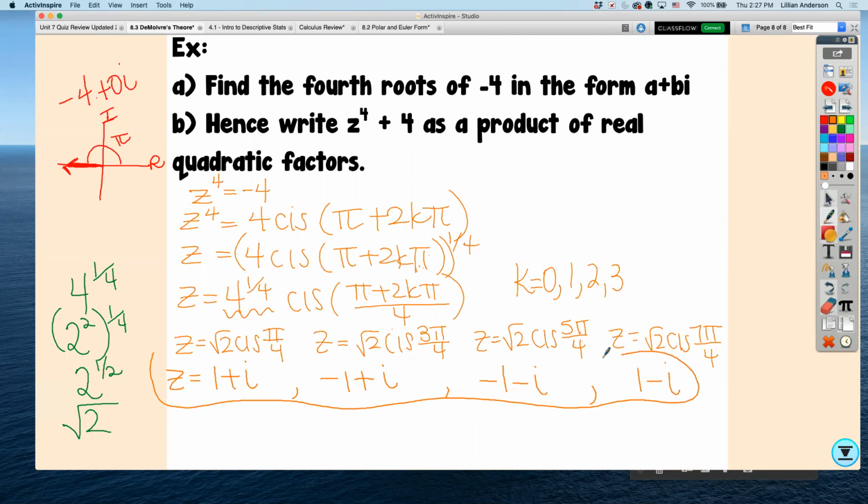But wait, there's more. That incorporates an older concept from when we were doing polynomials, because it says hence write z to the 4th power plus 4 as a product of real quadratic factors. When you think of a quadratic, and when we used to factor them, we always look for 2 numbers that did what? When we were factoring a quadratic. Multiply to give us the C, add together to give us B.